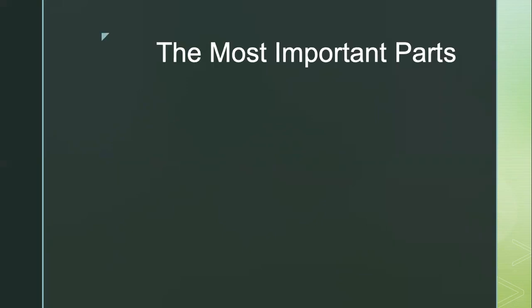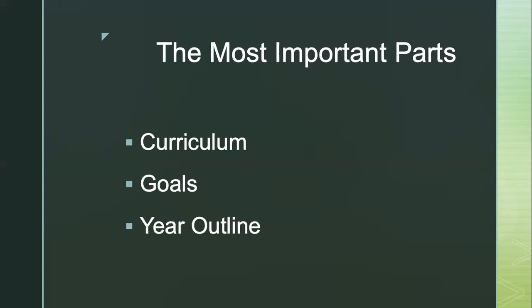So the most important part of lesson planning is curriculum, goals, and a year outline. These three things are very important. Now in schools, we don't have any choice in curriculum. The school chooses, we use it. For goals, we're given certain goals we have to meet by the end of the year, but we get to decide kind of when and where those fit in. And then for the year outline, the district has a basic outline and we modify it and adapt it to our students. For you, you're working from ground zero.